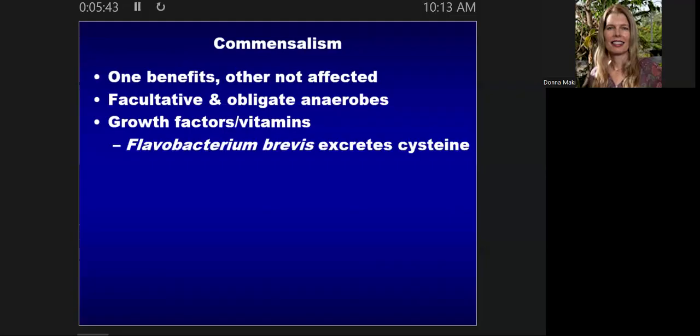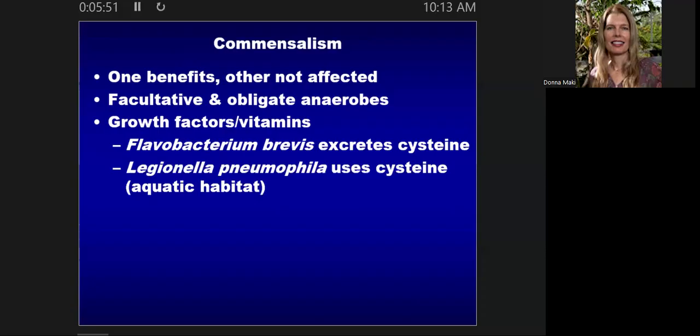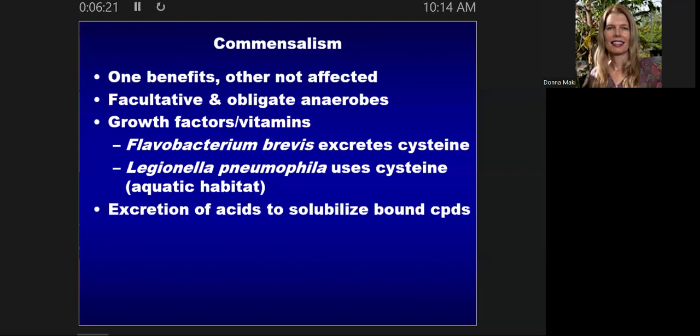Another idea is growth factors or vitamins that are produced by one organism and excreted, and then a nearby organism can take that up and use it. They've looked at, for example, this interaction. You don't have to memorize species names here. These are just ideas to get you thinking about the concept. I'm more concerned that you understand the concept, not memorizing who does what. But understand that there can be excretions of growth factors by one, and then a neighboring microbe can use that to their benefit.